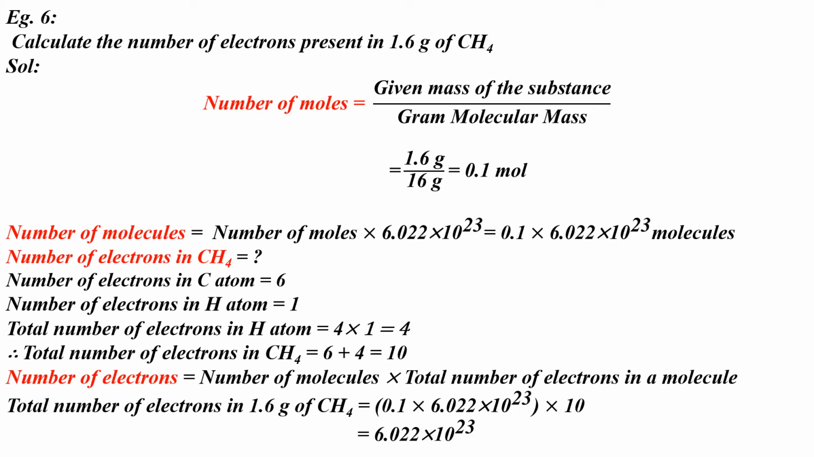Now, the total number of electrons in 0.1 into 6.022 into 10 power 23 molecules is given by the formula: number of electrons equals number of molecules into total number of electrons in a molecule. Now, how many molecules are there in 1.6 grams of methane? 0.1 into 6.022 into 10 power 23 molecules. So, substitute this in the formula, into how many electrons are there in one methane molecule? It is 10. So, on multiplying these, you get a value 6.022 into 10 power 23. So, these many electrons are present in 1.6 grams of methane.